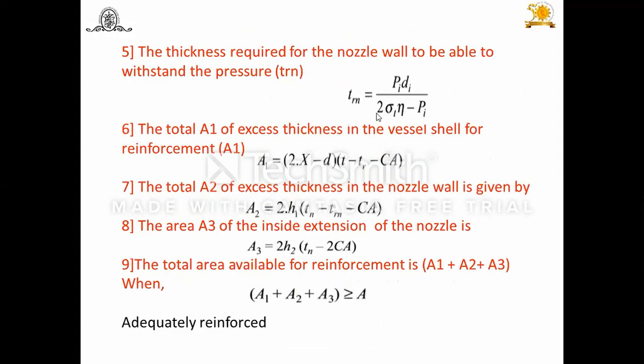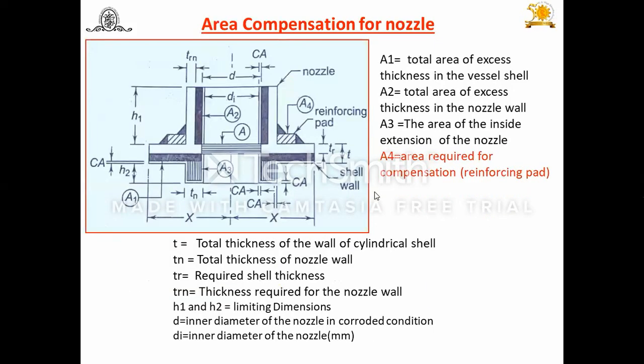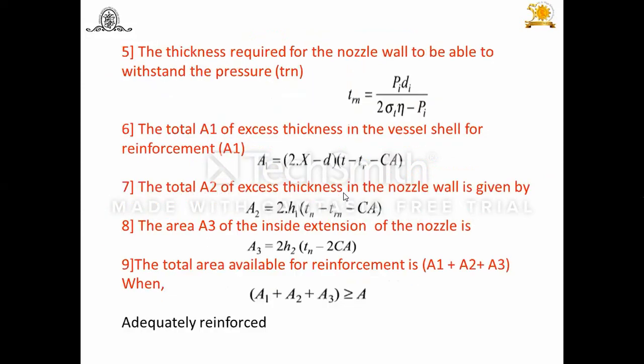Now we have the thickness of the cylindrical shell. We have the nozzle wall thickness. We have the total area that we have calculated. Then the limiting dimension x, and limiting dimensions h1 and h2. Now another target is to find out the compensating areas A1, A2, A3 and A4. For that purpose, let us find out these compensating areas. Let us find out A1.